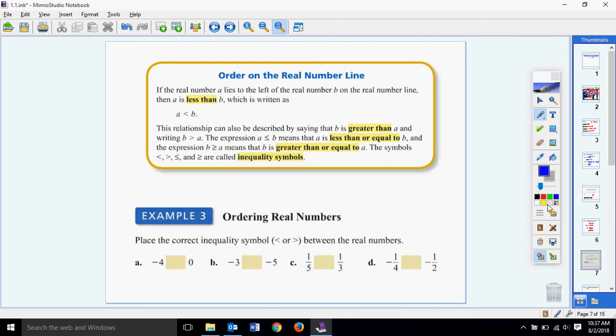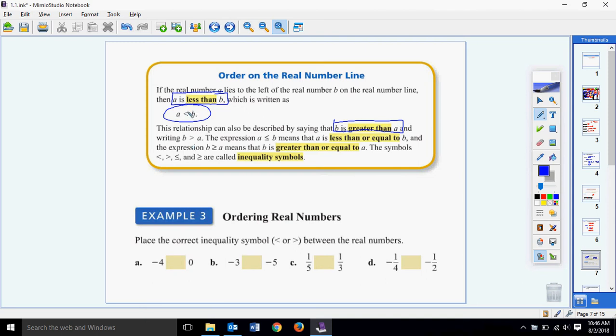Okay, now ordering. Ordering is easy when we know how to plot on the number line. So let's look at this notation here. What does that mean to you? Some people might say it means A is less than B. Is there another way to read that? It also means that B is greater than A.